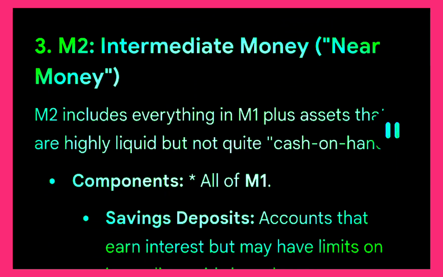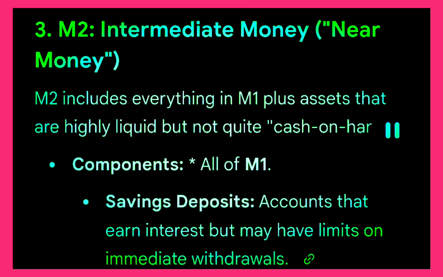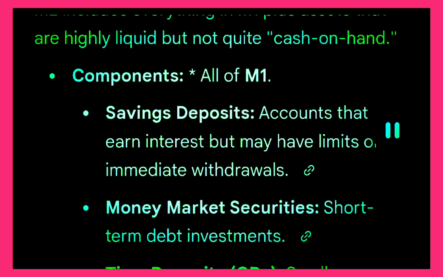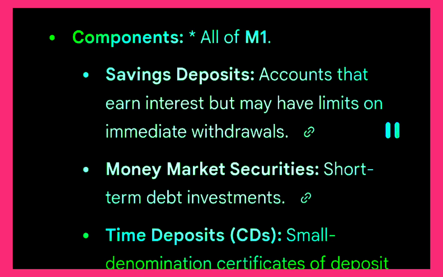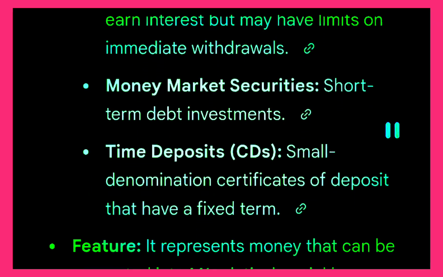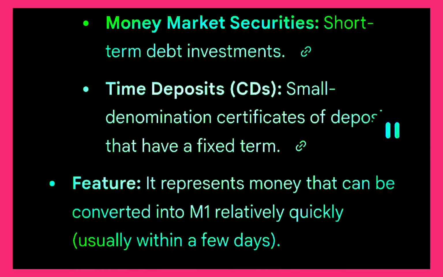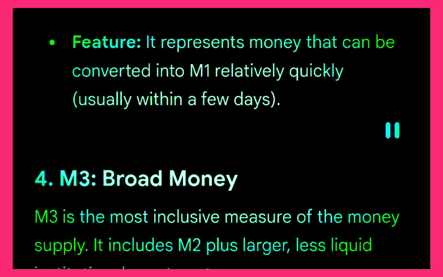3. M2, intermediate money, near money. M2 includes everything in M1 plus assets that are highly liquid but not quite cash on hand. Components: all of M1. Savings deposits, accounts that earn interest but may have limits on immediate withdrawals. Money market securities, short-term debt investments. Time deposits, CDs, small denomination certificates of deposit that have a fixed term. Feature: it represents money that can be converted into M1 relatively quickly, usually within a few days.